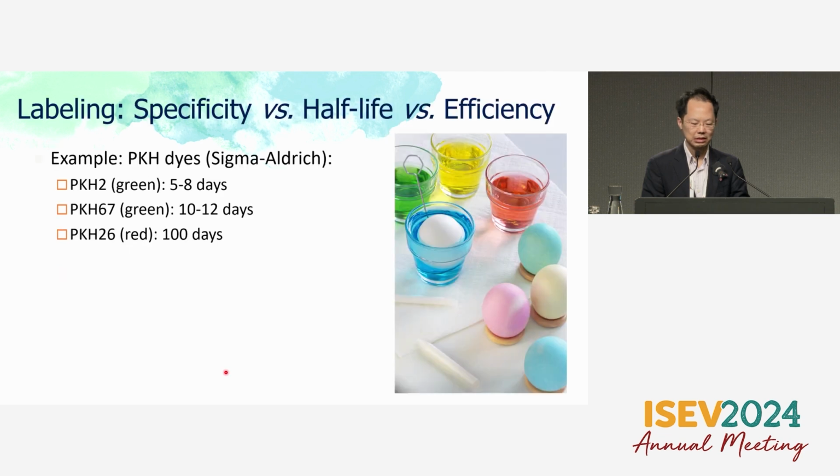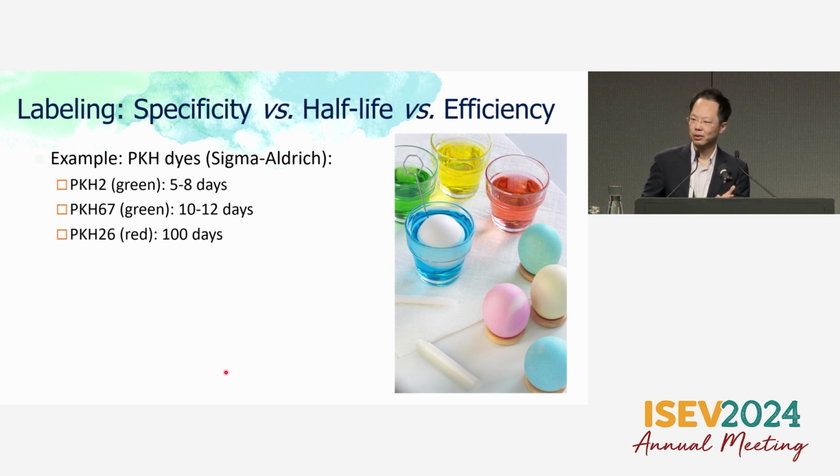But I just want to mention this: when you are labeling your vesicle, you should think about the specificity, the dye's half-life compared to the vesicle's half-life, as well as efficiency in labeling. So one example is PKH. I think when I started doing vesicle work, PKH was the dye to go to. That's back in 2010-ish. Yeah, I'm old. But what is PKH? PKH is essentially an aliphatic dye with a really long hydrocarbon chain. So the longer it is, the longer the half-life.